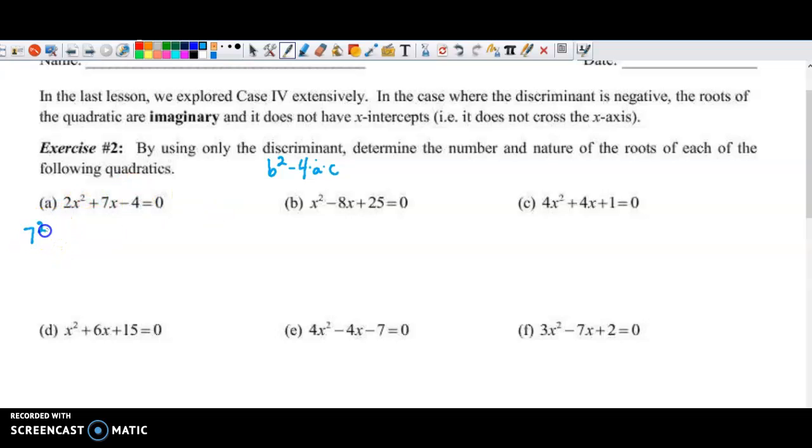So if I go through the work, 7 squared minus 4ac. You're welcome to use a calculator, but this is just 49 plus, what's that? 8 times 4 is 32. So that's going to equal 81. Okay, well, I know the square root of 81 is exactly 9. So first of all, it's a positive number. Maybe I should jot that down. So I will get two real roots. It's not imaginary, but more specifically, they will be rational roots because I know the square root of 81 is 9.